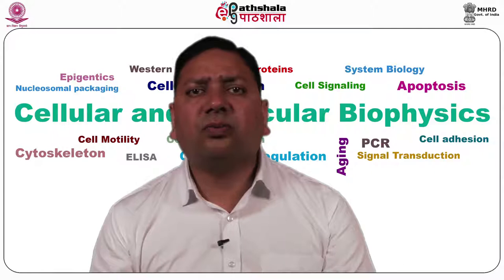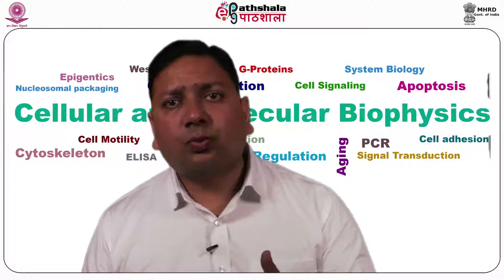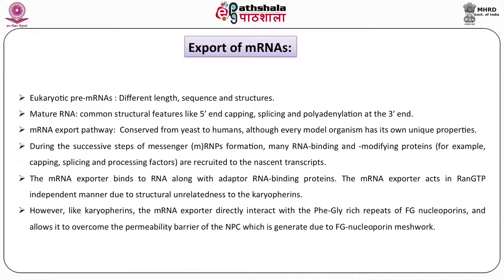Now students, we will talk about the export of mRNAs. Eukaryotic mRNAs are synthesized by Pol II as pre-mRNA and have different lengths, sequences and structures. However, mature mRNAs basically share common structural features like 5' end capping, splicing and polyadenylation at the 3' end. The mRNA export pathway is conserved from yeast to humans, although every model organism has its own unique properties. During the successive steps of messenger RNP formation, many RNA binding and modifying proteins, for example capping, splicing and processing factors, are recruited to the nascent transcripts.